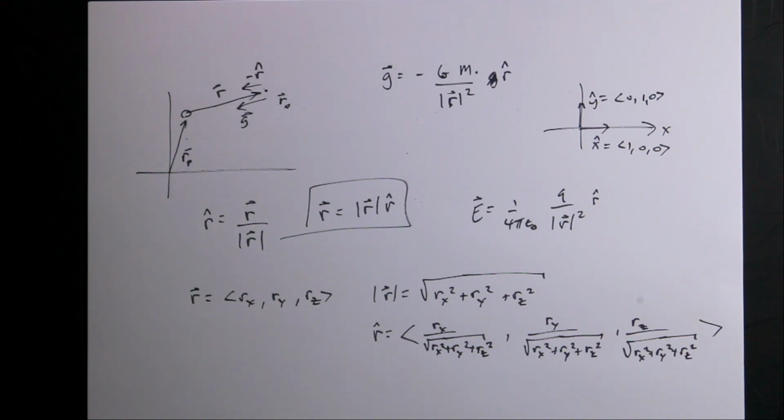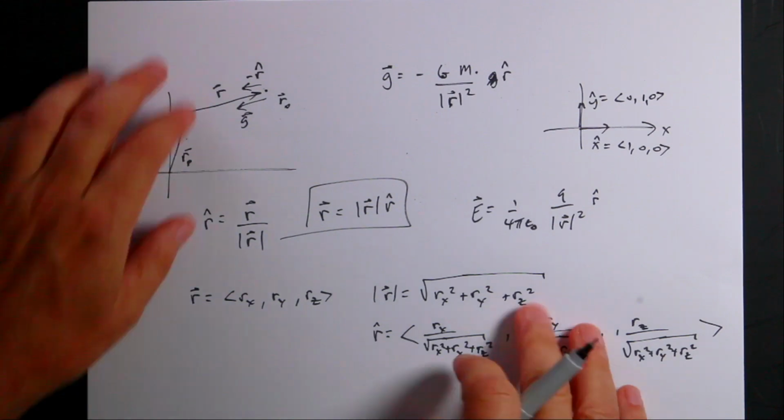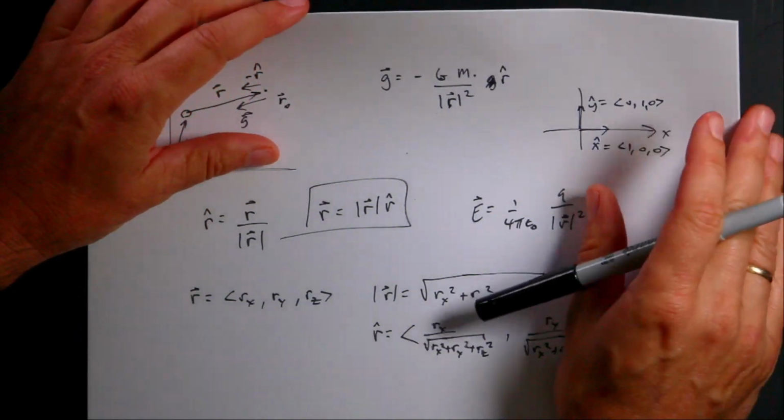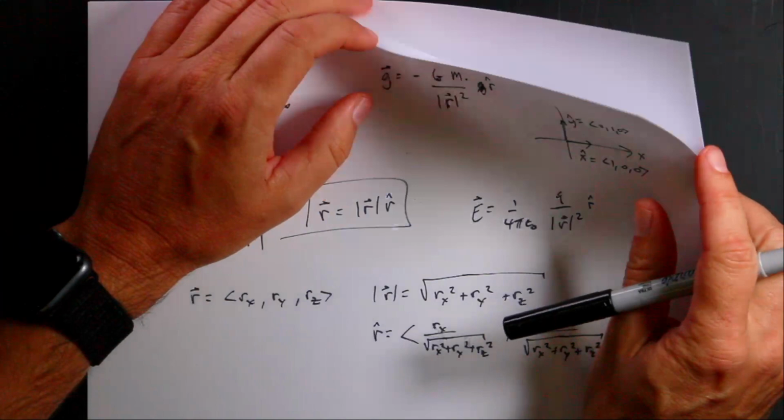Okay, where am I? Unit vector, dot product and cross product. Ooh, these are getting tough here. This is a little bit longer than I wanted to do, but I'm getting it all together in one shot, and we can do it that way.